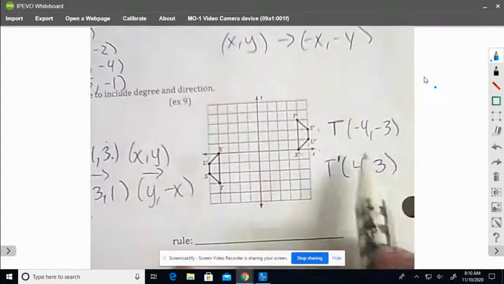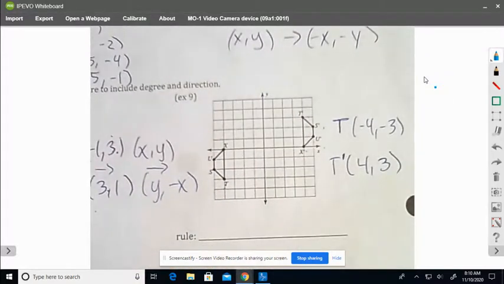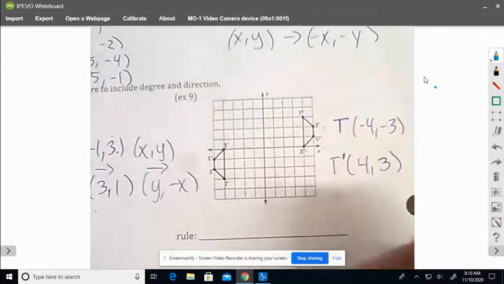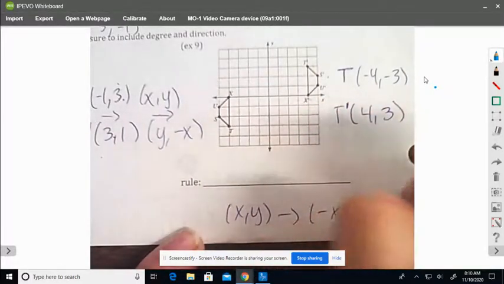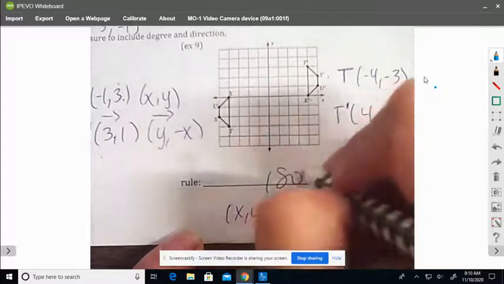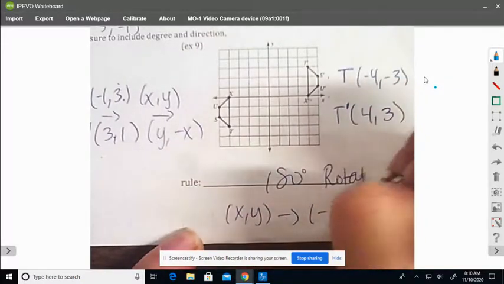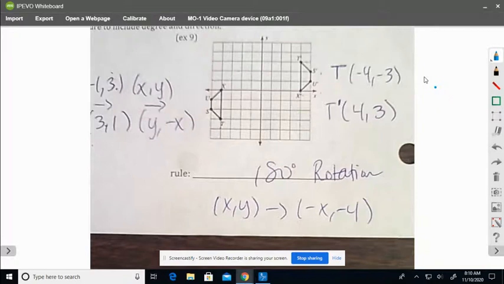So I can see that the x's and y's stayed the same, but the signs just changed. So that's that rule, (x, y) to (-x, -y). That's that 180 degrees rotation. It doesn't matter if it's clockwise or counterclockwise. It would be the same thing. So it could be either one.